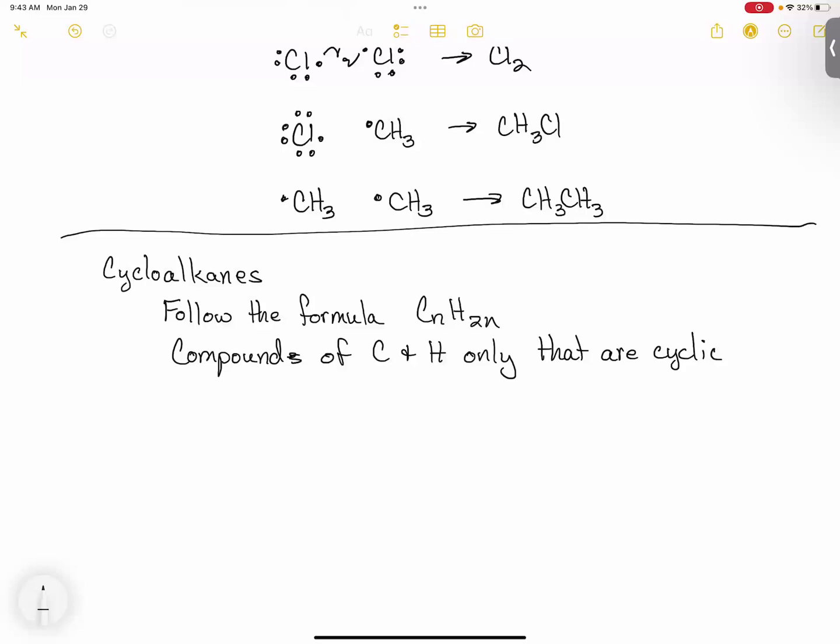Here, I have a cyclic hexane. It's called cyclohexane. Basically, it will follow the formula of CnH2n, so it is C6H12. And it's just an alkane because it consists of nothing but carbon, which is the black balls, and hydrogen, which is the white balls. It is nothing but carbon and hydrogen, just like we've been talking about. So it's still an alkane, but it is in cyclic form.